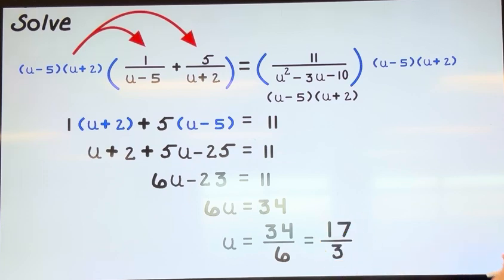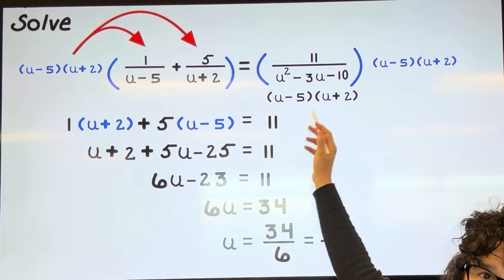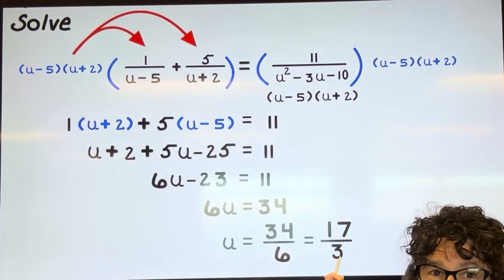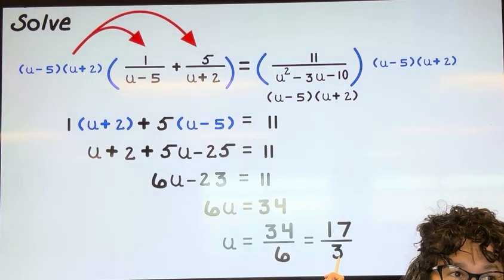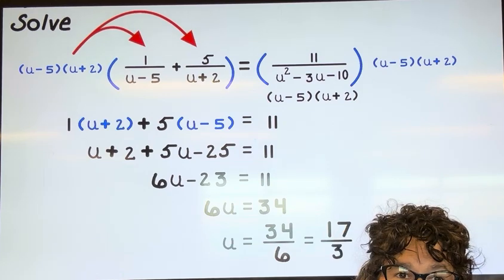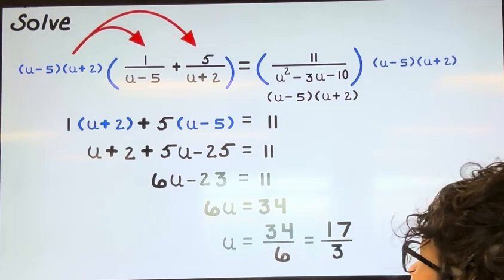This one is going to check out, but it's worth noting that every time your original equation has a variable in the denominator, you must substitute the answer you get into the original equation to make sure that it doesn't lead to dividing by 0.